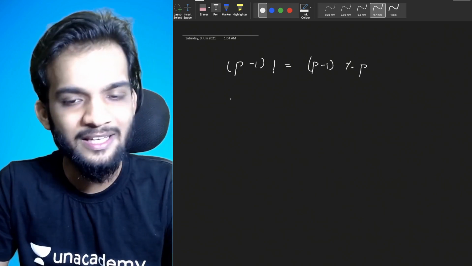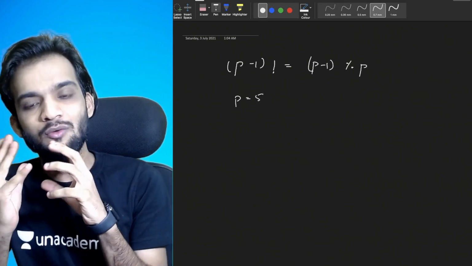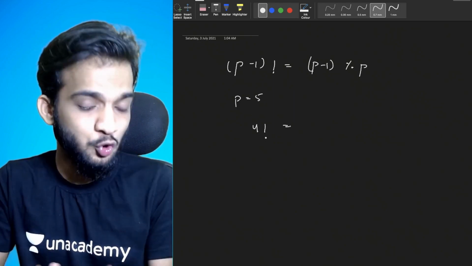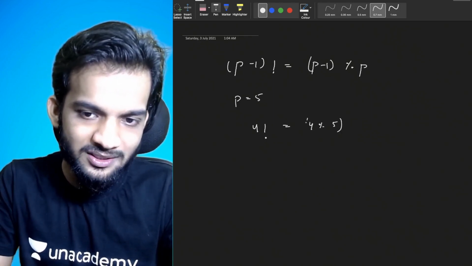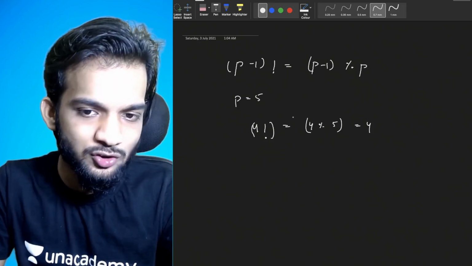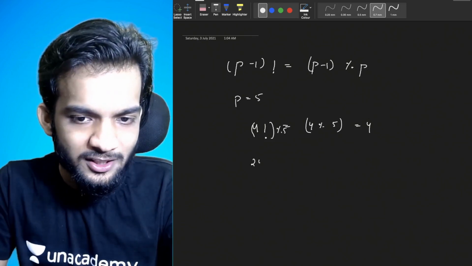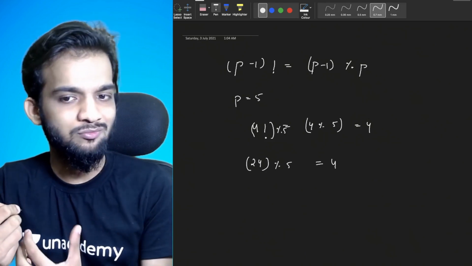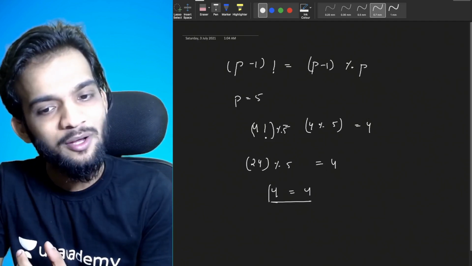So assume I give you a number like p equal to 5. Okay, given that p is prime, Wilson theorem states 5 minus 1, that's 4 factorial, modulo 5 should be equal to 5 minus 1, that's 4. Let's see, what is 4 factorial? That's 24. 24 modulo 5 should be 4 is what they are saying. And if you observe, 24 modulo 5 is 4 itself. So that is what the Wilson theorem states.